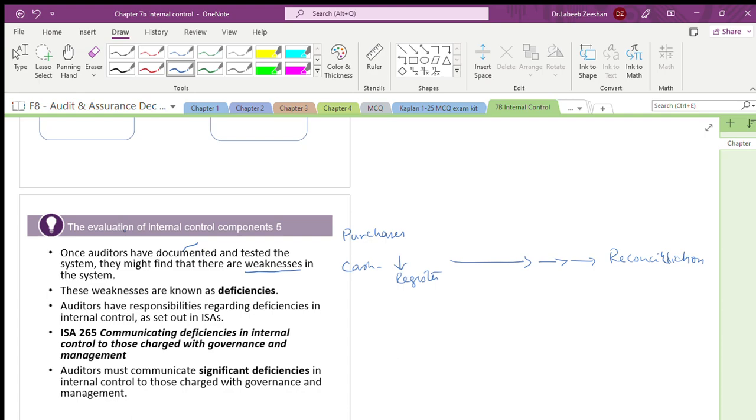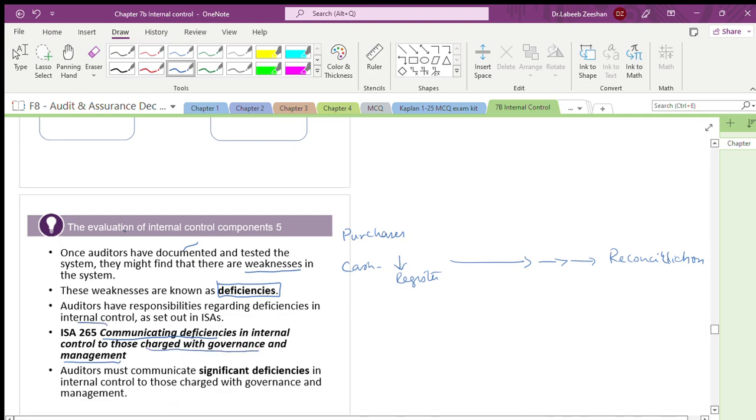And another 12 marks will be there for what? They will give you a scenario and ask what the deficiencies are, and subsequently the recommendations for the deficiencies. Auditors have the responsibility. We will not use the word weaknesses, we always use the word deficiencies. Auditors have the responsibility regarding deficiencies. As an auditor, you have to communicate the deficiency. To whom? To the management or to the people who are charged with governance.